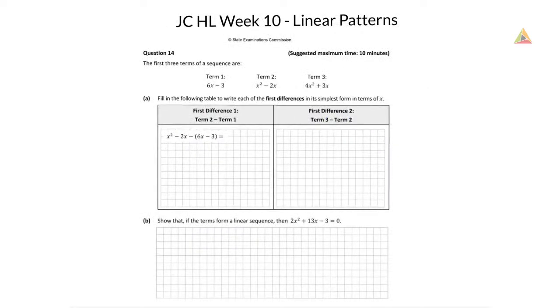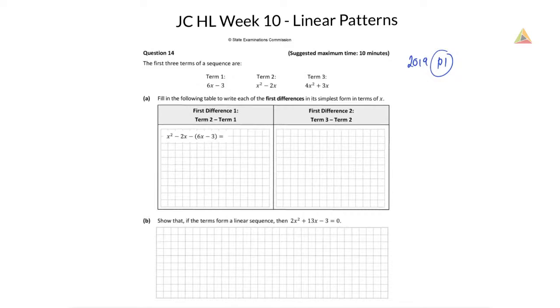Okay, so we're looking at a higher level question now, and it's from 2019 paper 1. And this is to do with linear patterns or sequences, but also bringing algebra into it. So that's kind of what distinguishes it between higher level and ordinary level. So the first three terms of the sequence are, term 1 is 6x minus 3, term 2 is x squared minus 2x, and then term 3 is 4x squared plus 3x.